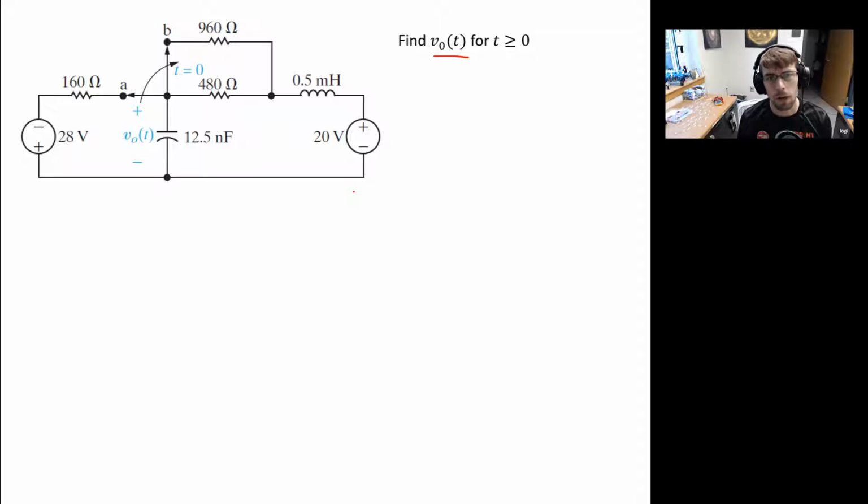So as you've probably noticed for each of these problems, you're really solving two problems. One of them is what happens before the switch is thrown, the initial conditions, and then we have to do what happens after the switch is thrown. Okay, so the final state. And then we have to use that at time equals 0, that connection point between the initial and final states, to get everything to match up.